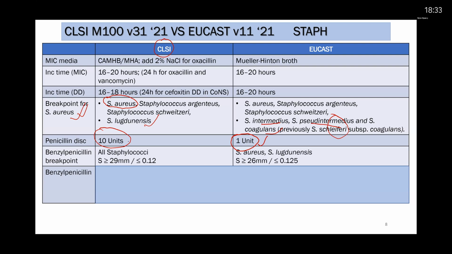If I am using a 10 unit disc, I have to use the breakpoint provided by CLSI, that is 29 or more is susceptible. If I am using a 1 unit disc in my lab, I have to use this breakpoint. I can't mix and match. I can't use a 10 unit disc and unknowingly start using 26 of EUCAST as the breakpoint. This is something to be very careful of.